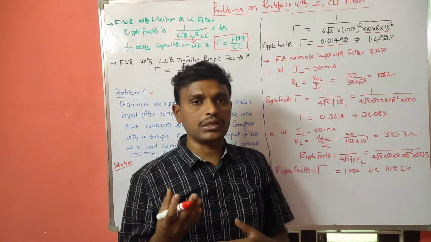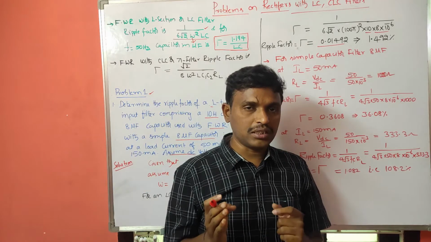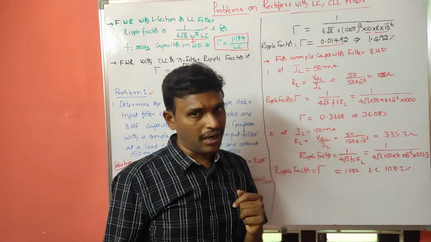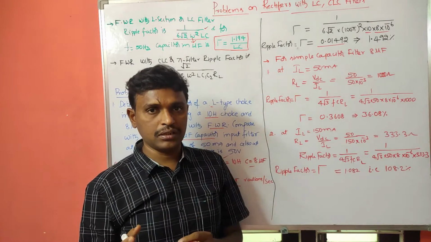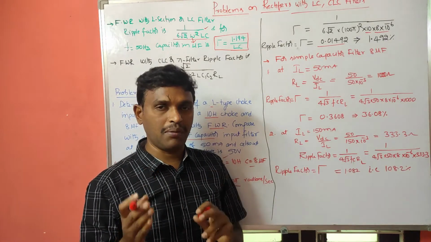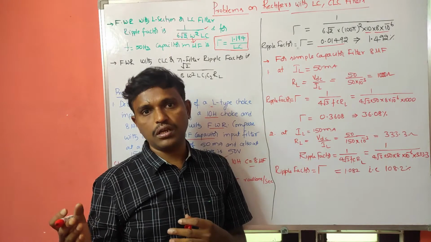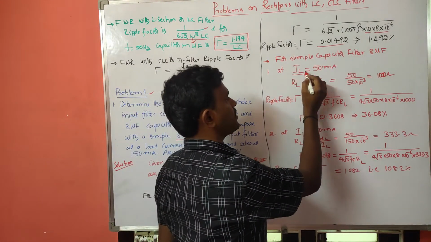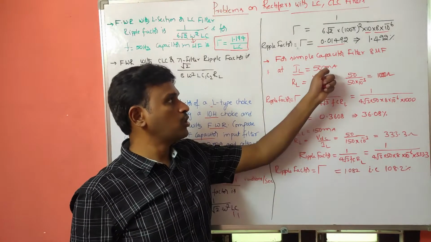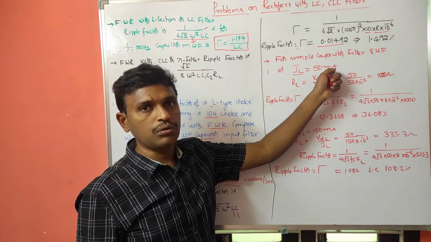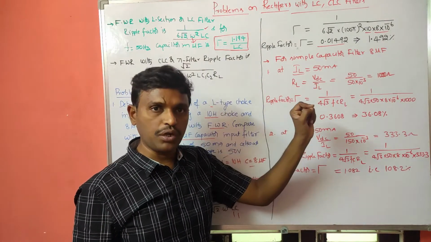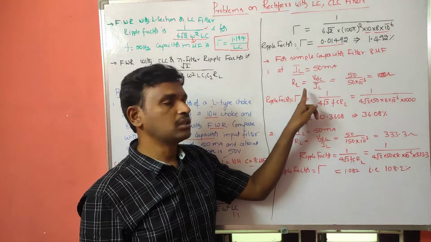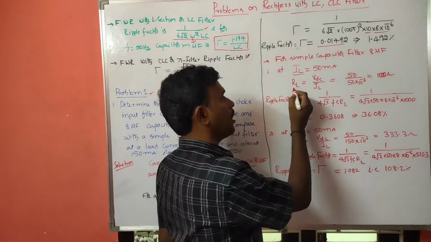Now we are going with the second case. That is nothing but for a simple capacitor filter, if the load current is given, what are the ripple factors of those two at 50 milliamperes and 150 milliamperes. So I will consider the first case at IL, the load current, equal to 50 milliamperes. Now if I know the DC voltage VDC or the load voltage and at the same time the current, I can calculate the RL value.